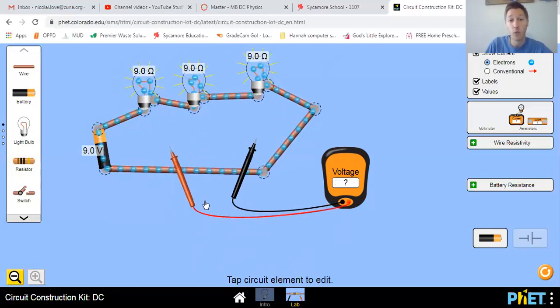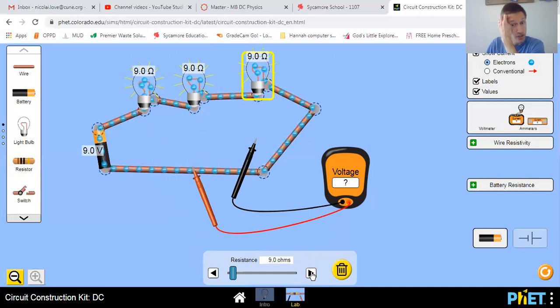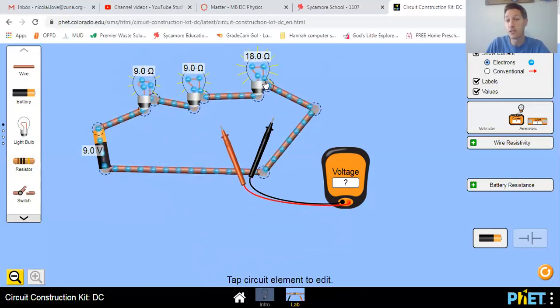Now, what if one of the resistors is larger? So this one's going to be twice as big now. We have one that's twice as resistive. What's that going to do to your motivation? Well, it's going to use twice as much of your motivation. It's going to be reducing by that much.